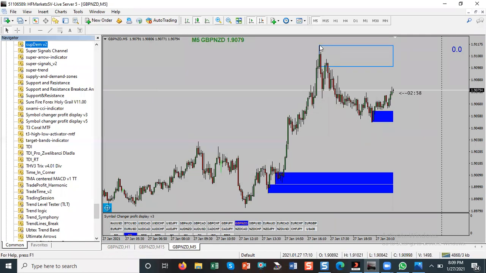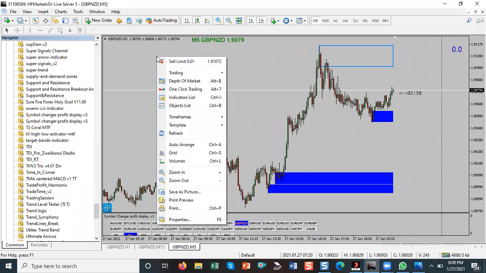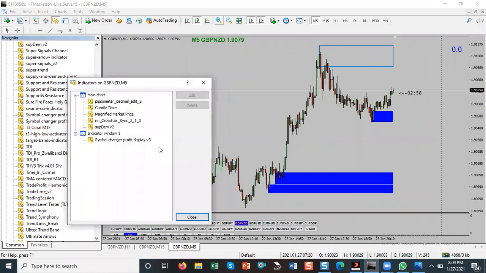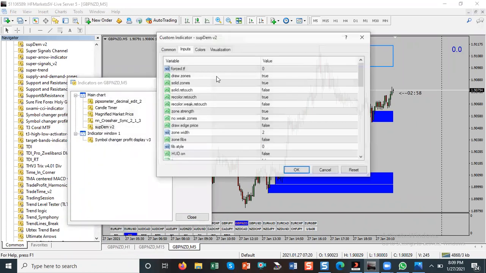The retouch, I don't want the retouch to draw. I don't want it this way. So I'm going to do another setting on that. So the retouch, we don't want it to draw a solid retouch, false, solid zone, true, recolor retouch, true, recolor width retouch, zone strength, no width zone, draw edge, zone width, zone fib.